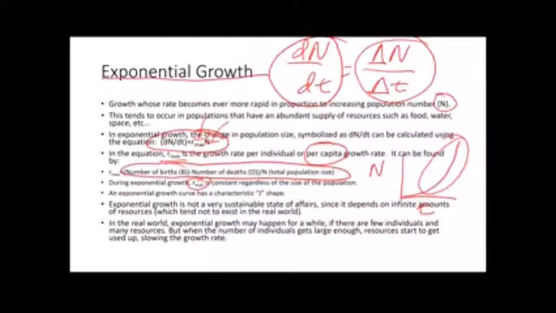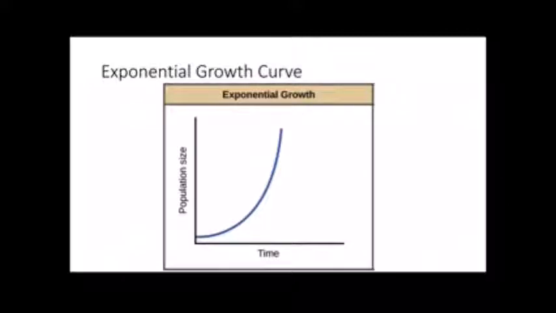Exponential growth in the real world is not really sustainable because there's a finite amount of materials. Eventually, food supplies start to run out, water starts to run out, space starts to run out, and the population can't continue to grow forever. So here's a more cleaned up exponential population growth curve. And again, note it's got that characteristic J shape.